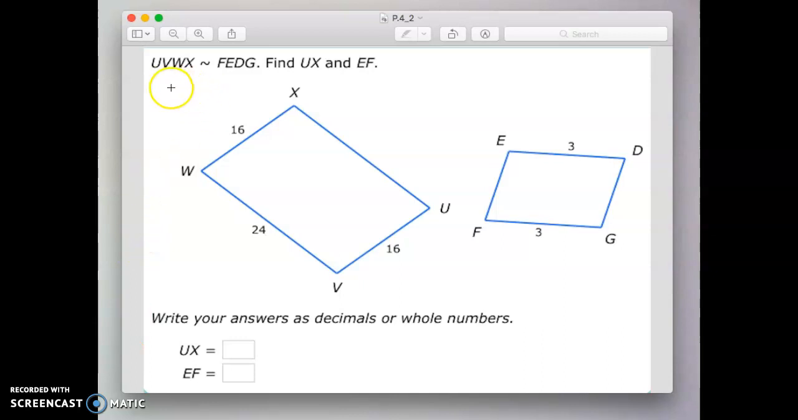In this next example, we have these similar quadrilaterals, and I want to pay attention to the way it's written. So here we have our quadrilateral UVWX. That's how it's written, UVWX. And this next one we have FEDG. Now when I set this up to solve this, I'm going to draw them a little different.